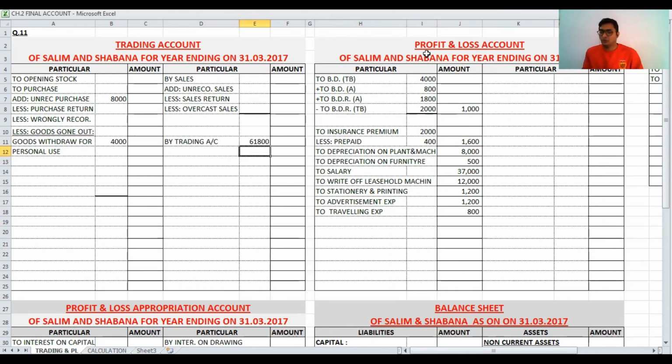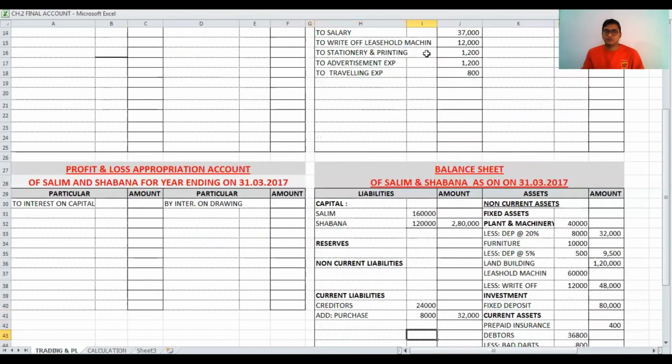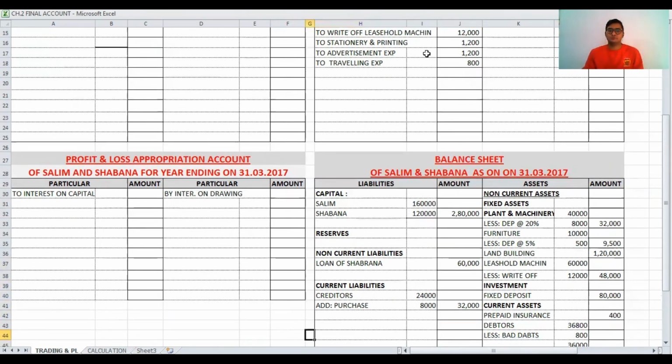Loan of Shabana. Any loan that is provided in the question that is recorded in non-current liabilities, loan of Shabana amount 60,000. Now here Shabana is a partner, so again this is a hidden adjustment as per Partnership Act 1932. Interest on loan is 6% if there is no specific rate of interest given. So now we have to calculate interest on loan.